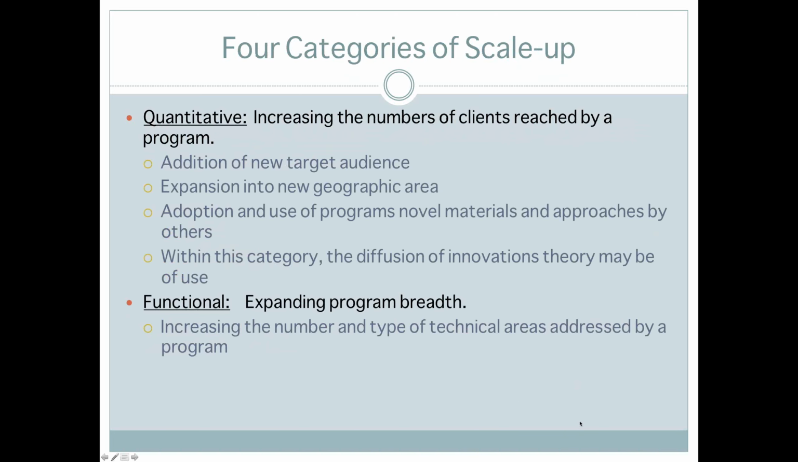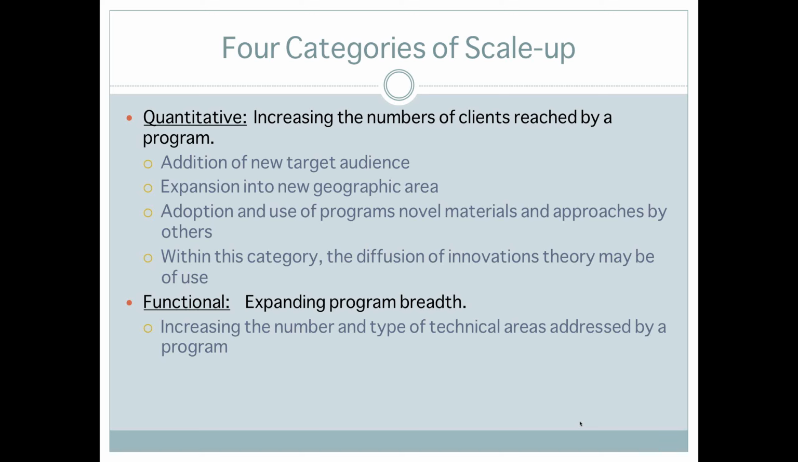So there are 4 categories of scale up. Scale up can happen in a quantitative way, which just means increasing the number of clients that are reached by a program. So you might scale up a program because you've added a new target audience. You were originally targeting 12 to 18-year-olds, and now you're going to target 18 to 25-year-olds. So you can increase the numbers by changing who your target audience is.